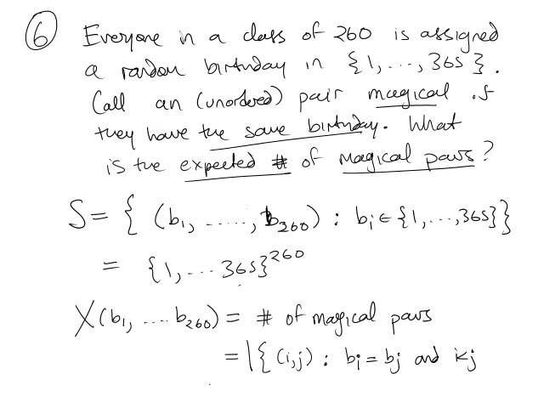The reason I put i is less than j is because I don't want to count ij and then ji. I also don't want to count somebody as being a magical pair if they have the same birthday as themselves. I want i to be different from j. So formally, given a tuple b1 through b260, the number of magical pairs is exactly this: the number of pairs i, j such that bi equals bj, where i and j are in the set 1 to 260. And what we have to do is compute the expected value of this random variable.